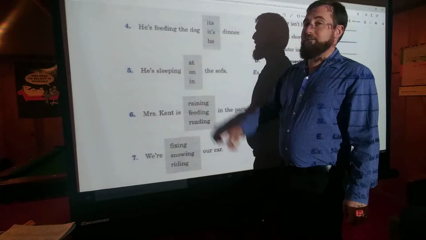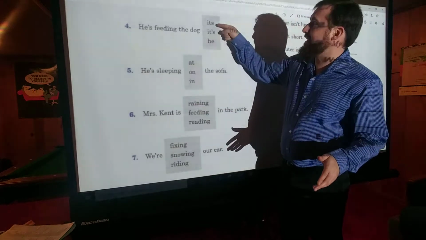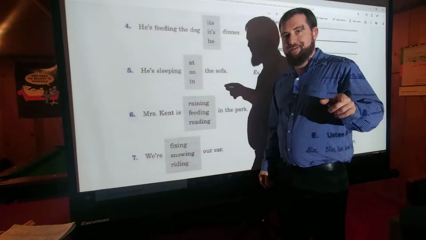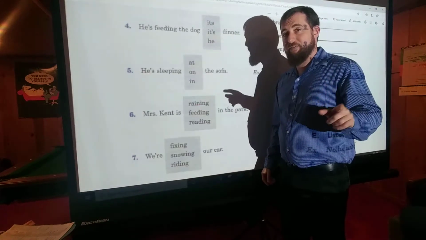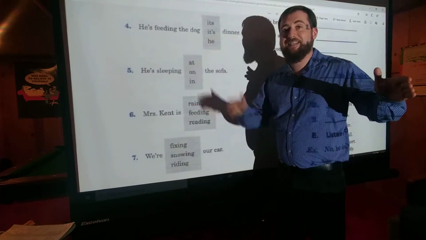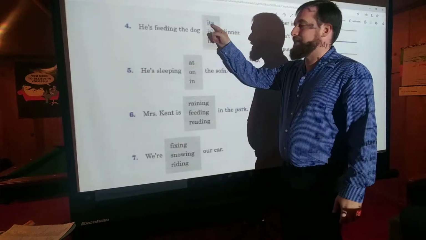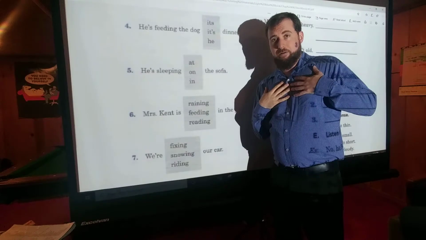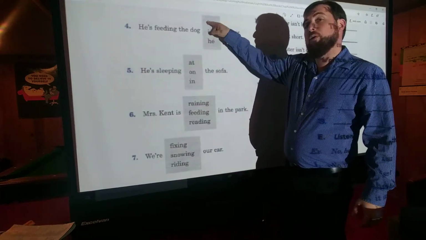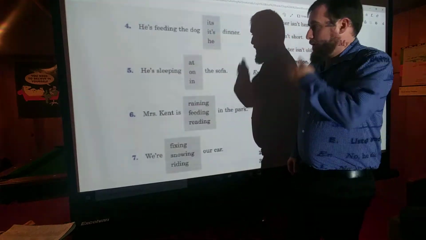He's feeding the dog. Now this is really tricky. Really tricky. It's dinner. ITS. There is no apostrophe in the possessive form of its. This it apostrophe s means it is, okay? But when I'm talking about the dog's dinner, like this is my dinner, that's its dinner, I say its, no apostrophe. So that was a tricky one. Bonus points if you got it.